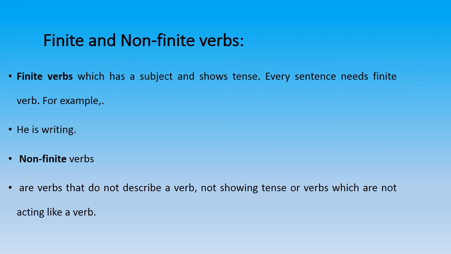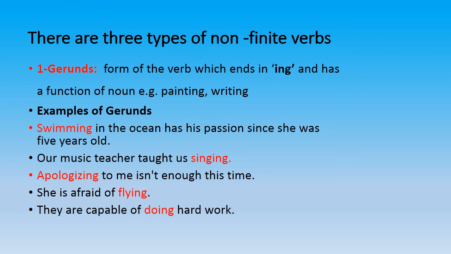Now, what are non-finite verbs? Non-finite verbs are verbs that don't show tense, or verbs which are not acting like a verb. Non-finite verbs actually are verbs, but they are called non-finite verbs because they don't show tense. There are three types of non-finite verbs. Number one, gerunds. Number two, participles, and number three, infinitives.